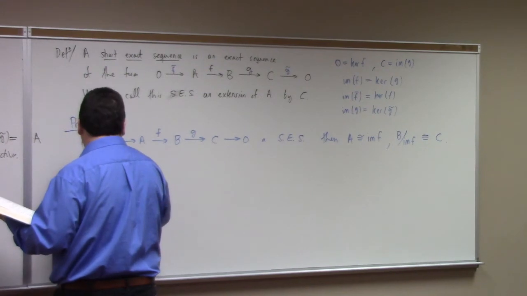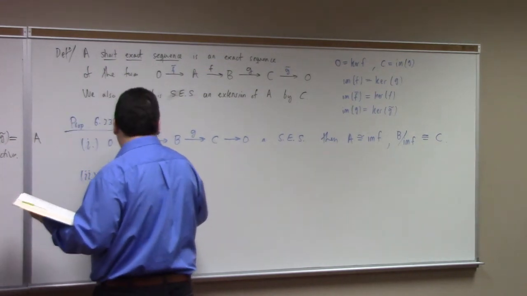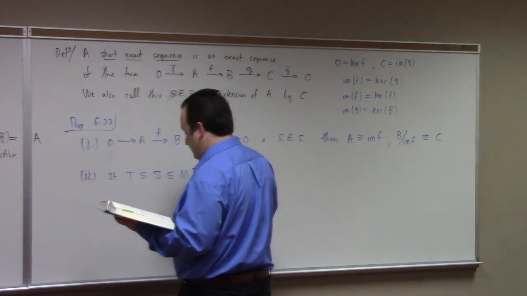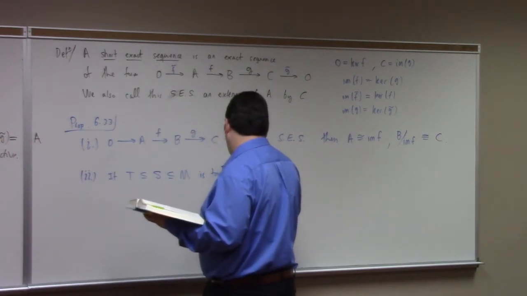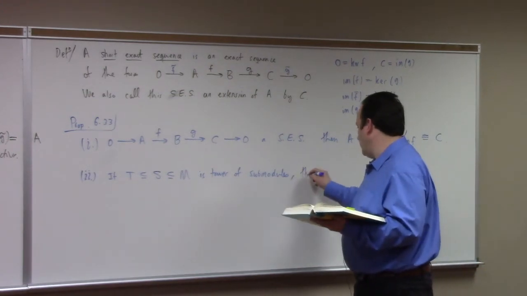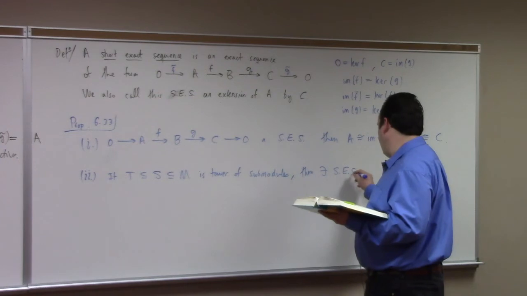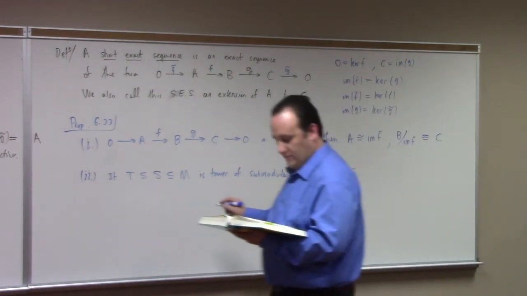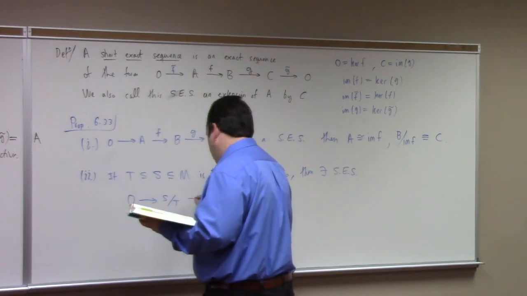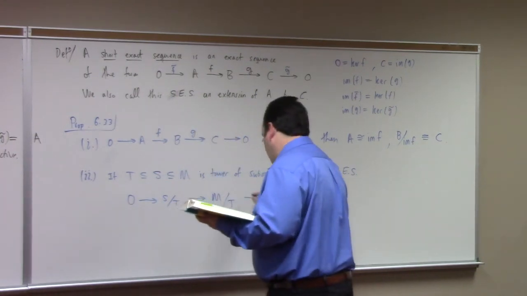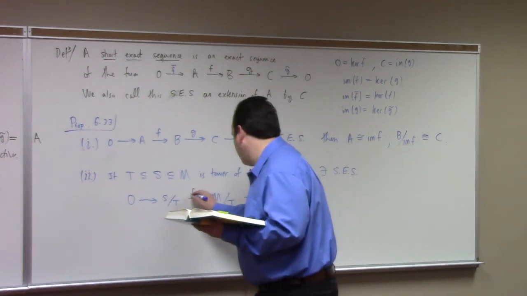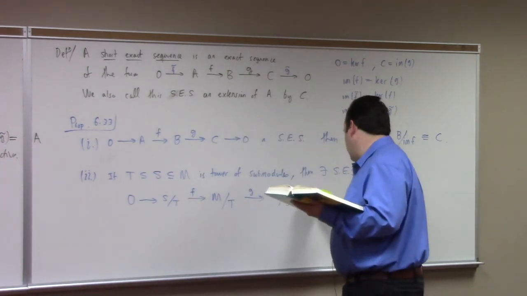Two, if T is a submodule of S, which is itself a submodule of M, a tower of submodules, then there exists a short exact sequence, and that short exact sequence is 0 goes to the quotient of S by T, which goes to the quotient of M by T, which maps to the quotient of M by S, this being F, this being G, that goes to 0.